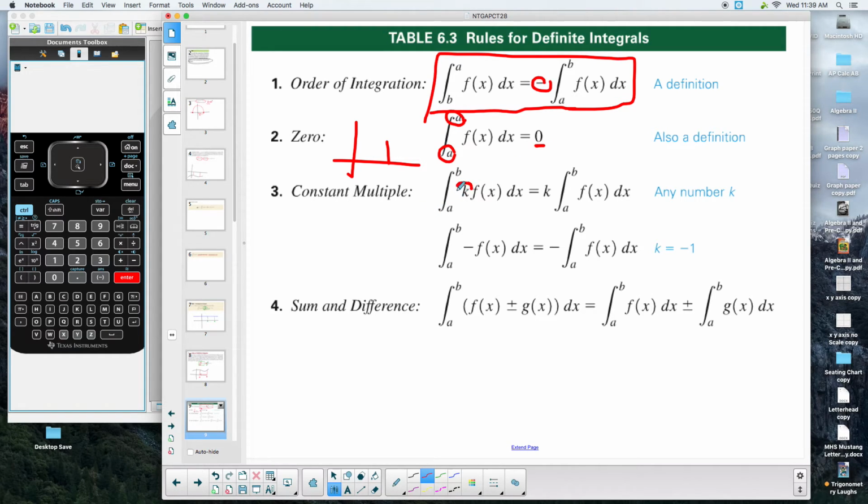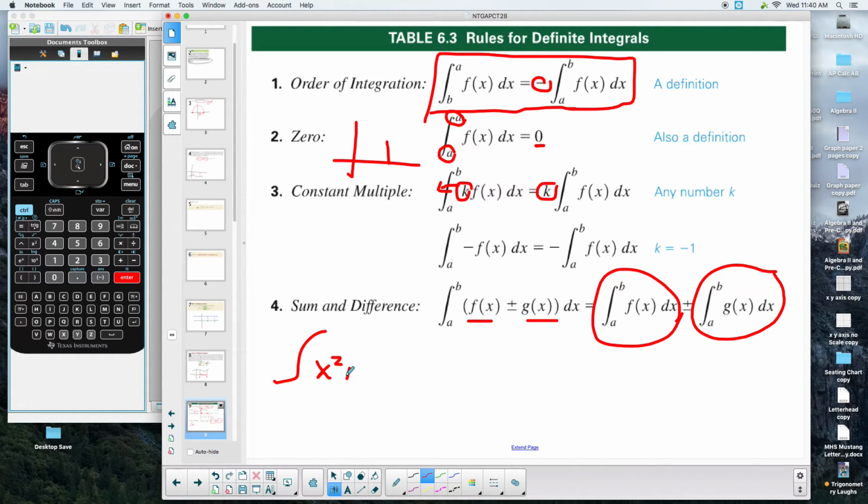If there's a constant multiple, this one's pretty easy. The constants you can just pull out. Do it without the constant, get your answer, and multiply the answer by the constant. Sum and difference, we've kind of been doing this one intuitively. Just do them separately. Each time we've done the antiderivative of something like x squared plus x, we did the antiderivative of x squared, we did the antiderivative of x, and did them separately. It's the same thing if it's a definite integral with those limits. You do this one separately and then that one separately.